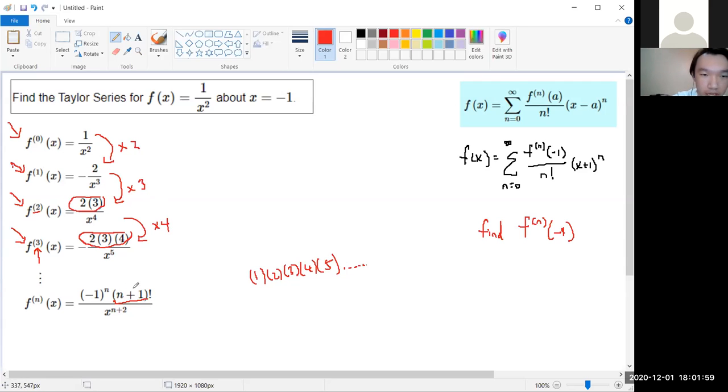So that explains the n plus 1 factorial part. And then we want to see the pattern for the denominator. So notice how when n is 3, we have x to the 5th power. When n is 2, we have x to the 4th power. And when n is 1, we have x to the 3rd power. So the exponent is 2 more than n. So that's why the denominator is x to the n plus 2. And because they're alternating signs, we just have this negative 1 to the n here.